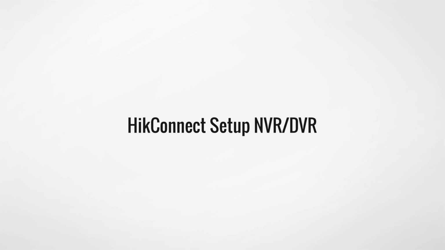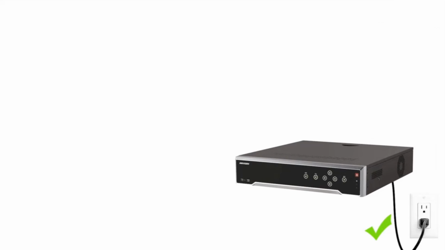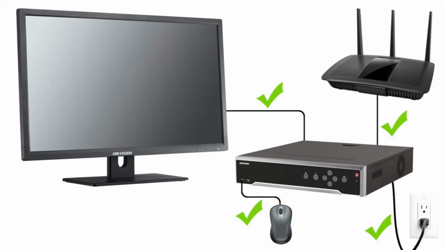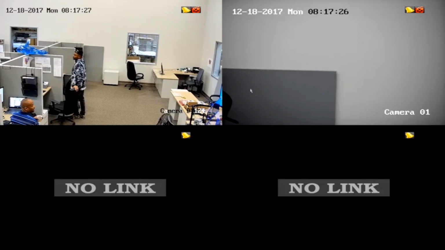In this tutorial, we will set up an NVR with the HikConnect service from the NVR's local display. First, we will need to set up the NVR. Before we begin, we must make sure that the NVR is powered on, there is a monitor and a mouse connected to the NVR, and the NVR is connected to the router with an Ethernet cord. Please note, if you have a static IP address, then please contact the local network administrator or the IT person and find out their preferred method of setup before you proceed.